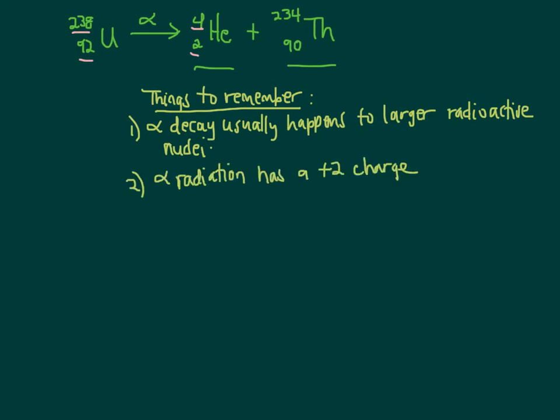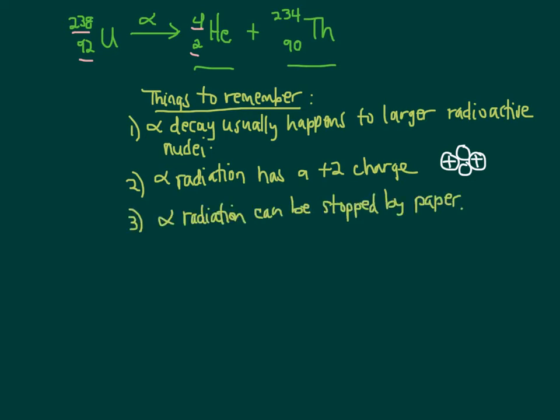Another thing to remember is that an alpha particle has a positive 2 charge. It is, after all, made of 2 protons and 2 neutrons. The neutrons have no charge and the protons have a positive charge each, so alpha radiation is positively charged.